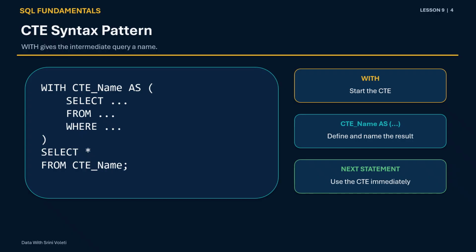For this course, the important thing is not to memorize a trick. Understand the structure: define the name and result, then immediately use it. Professional habit: before writing a CTE, ask yourself, what business result am I naming? If you can answer that in plain English, you can usually choose a good CTE name.